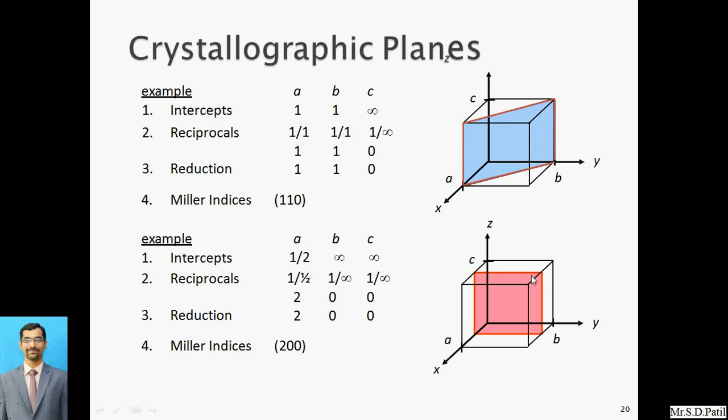Now this is the second example. For the x direction, it has moved from this point to this, that is 1/2. On the y, this is the b direction, there is no intercept. Just see the projection, this is along the x axis only. So for the b vector it is infinity. Again with the c, for this plane there is no intercept, so it is taken as infinity. The reciprocal of 1/2 is 2, 1 upon infinity is 0, and 1 upon infinity is 0. So the Miller indices for this are 2 0 0.